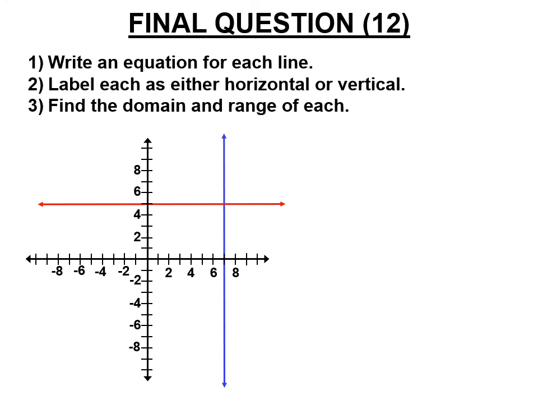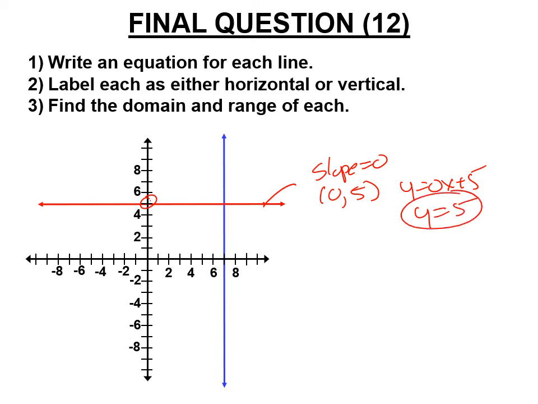Write an equation for each line. Let's start with the red one since I'm already in red. So this is a y-intercept, right? (0, 5), slope 0. So that's y equals 0x plus 5, also known as y equals 5. The blue one is x equals 7. That's the only way to think of it. There's no y-intercept, there's no slope, it's undefined, but x equals 7 everywhere along that. The blue one is vertical. The red one is horizontal. And if you couldn't do that, you're not getting an A on this test.